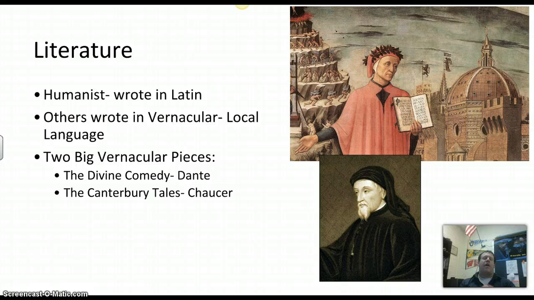Literature is the other part where humanism comes into play. Now, a lot of the humanists wrote in Latin, Latin being the language of the church, but other ones wrote in the idea of vernacular. Vernacular was basically local language. So if you're in Italy, you spoke Italian. In France, you spoke French. In Germany, you spoke German. England, English, and so on and so forth.